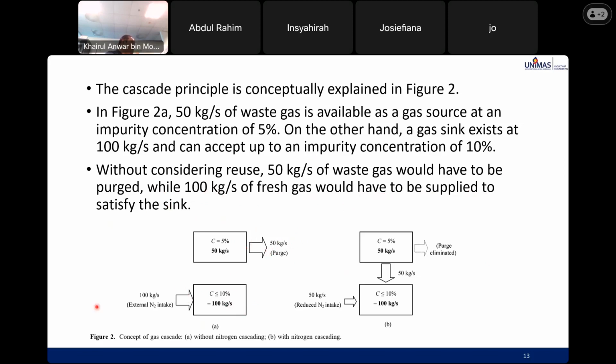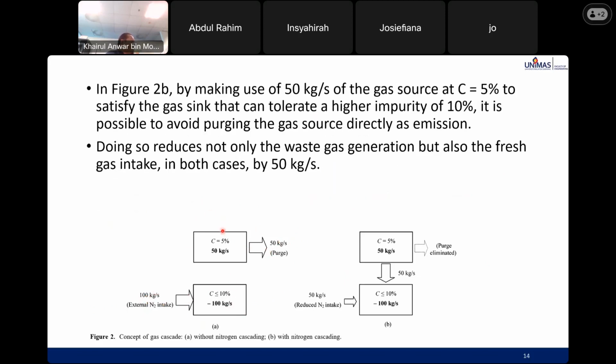Remove 50 and then add fresh feed 100 kilograms. This is without nitrogen cascading. How about with cascading? By making use of 50 kg per second of the gas source, C equal to 5% concentration, to satisfy the gas sink that can tolerate a higher impurity of 10%, it is possible to avoid purging the gas source directly as emission.